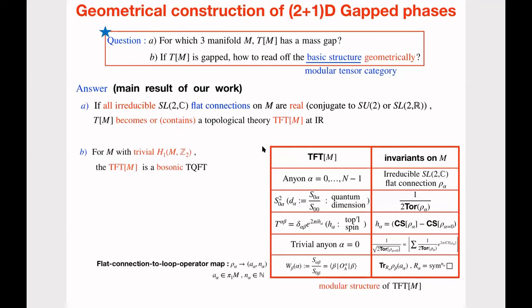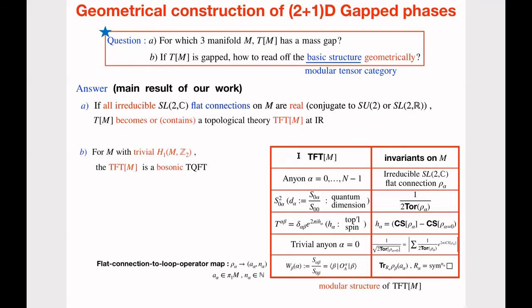And this is the main result. For simplicity, we first assume that M has trivial Z2 homology. In that case, it turns out that this topological phase is always a bosonic topological phase, and that can be described as a modular tensor category. In our work, we can reproduce the modular structure of this modular tensor category. So this is an algorithm to obtain these modular structures.